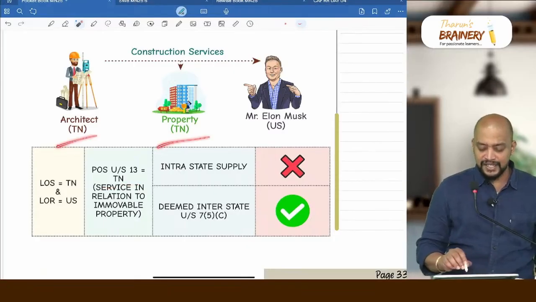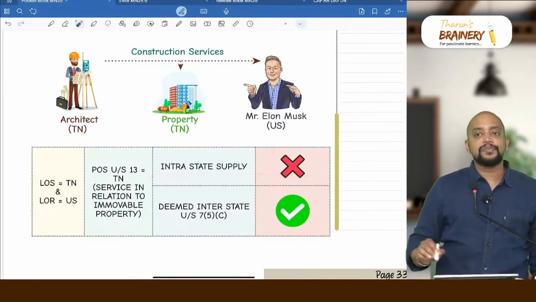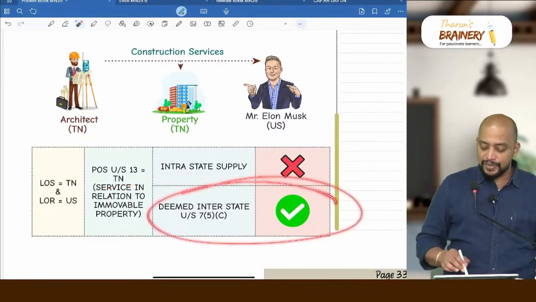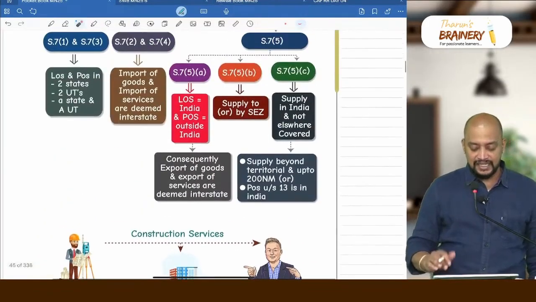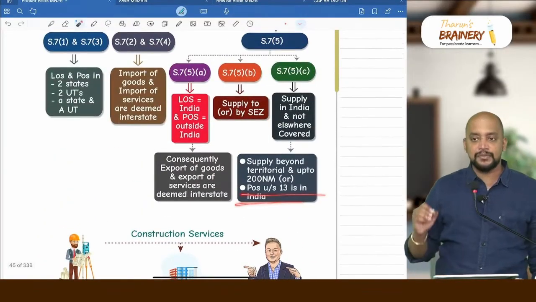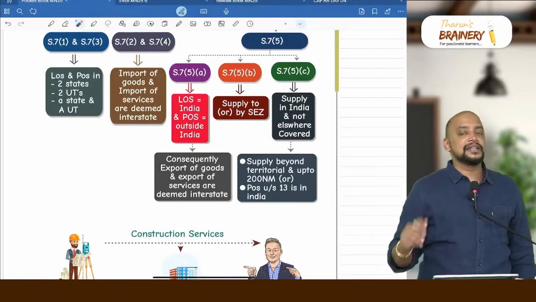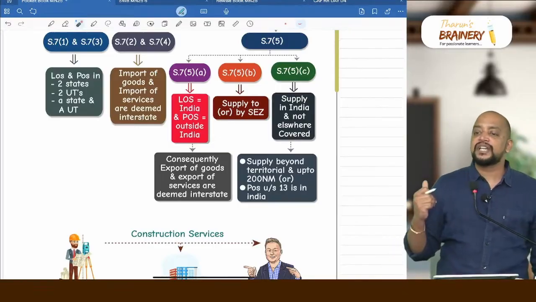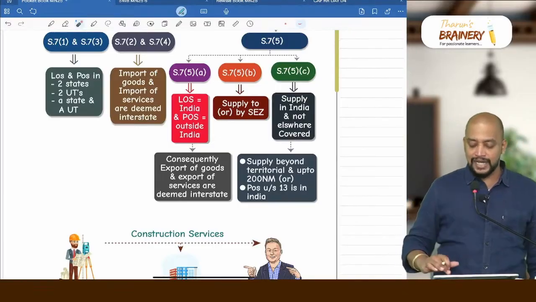Even though supplier and place of supply in Tamil Nadu, it will not become intrastate supply. It will be deemed interstate under 7.5c. That is this. Once the place of supply is determined under section 13 and that is in India, don't forget, it will always be deemed interstate and chargeable to IGST.